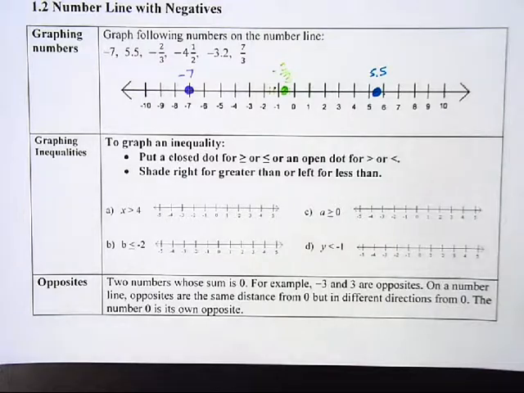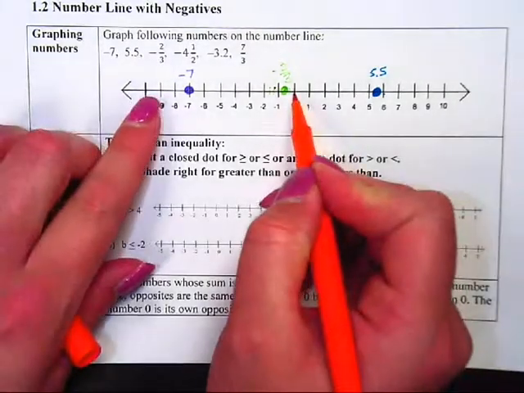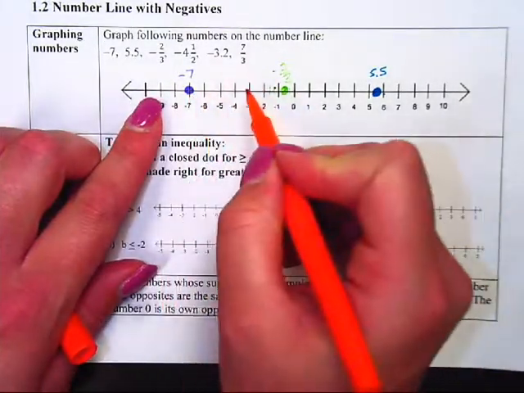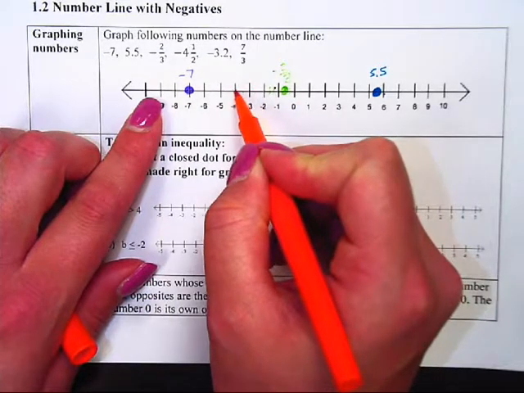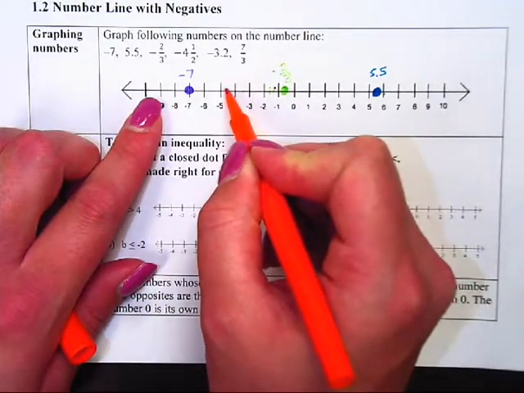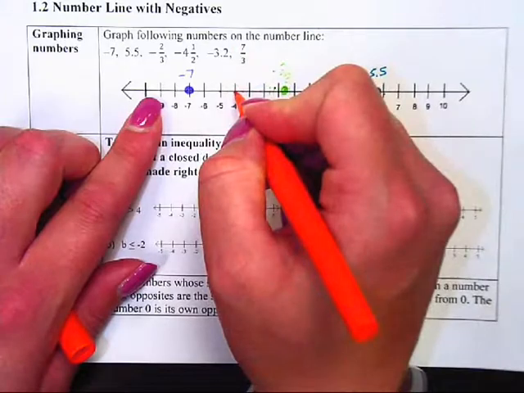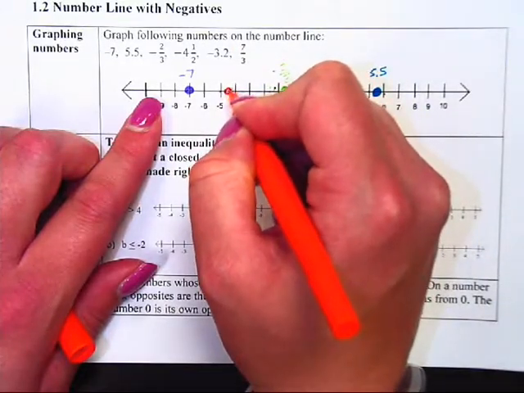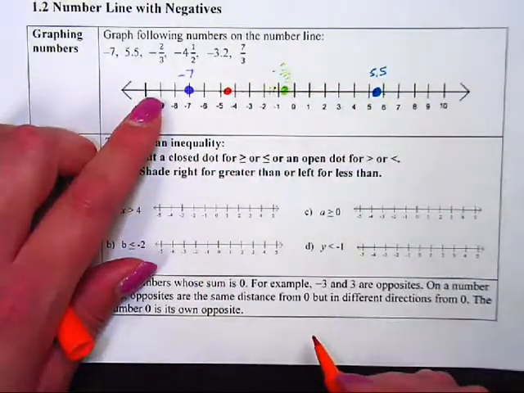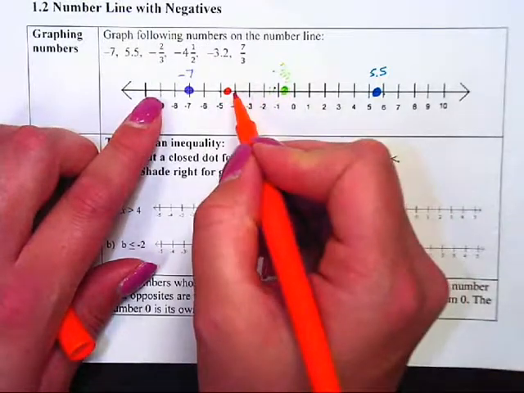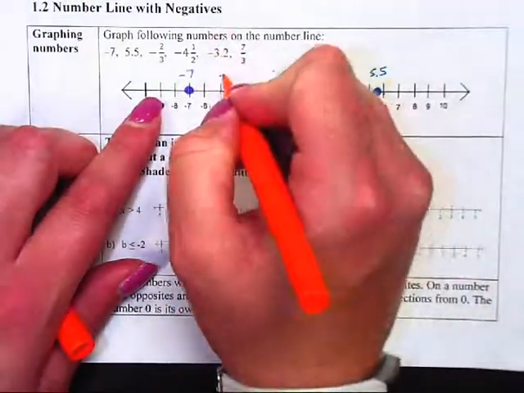Then we're looking for -4.5. Same thing, I'm going in my negative direction. So here's -3, -3.5, -4, -4.5, -5. So -4.5 is like owing me $4.50, so I'm halfway between -4 and -5.